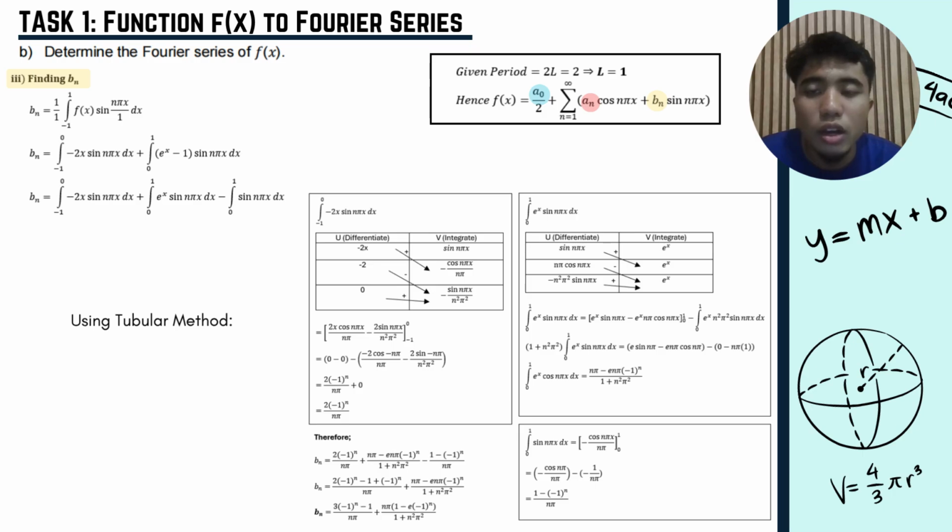For the f(x), we will take our piecewise function from the question and insert it into the formula. As usual, we will use the tabular method to find the value for the minus 2x sin(n pi x) dx, and also for e to the x sin(n pi x) dx. And for the sin(n pi x) dx, we will use the basic integration to find the value, and we will combine all those three equations into one, and we will get the complete value of bn.